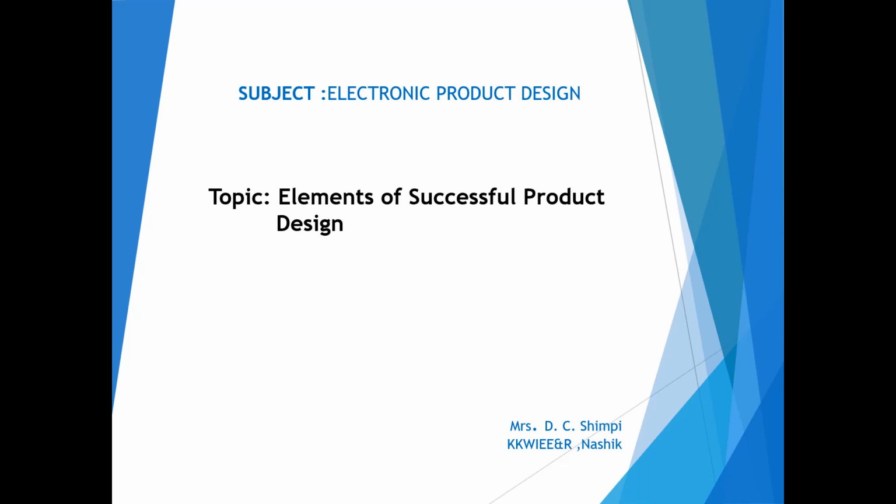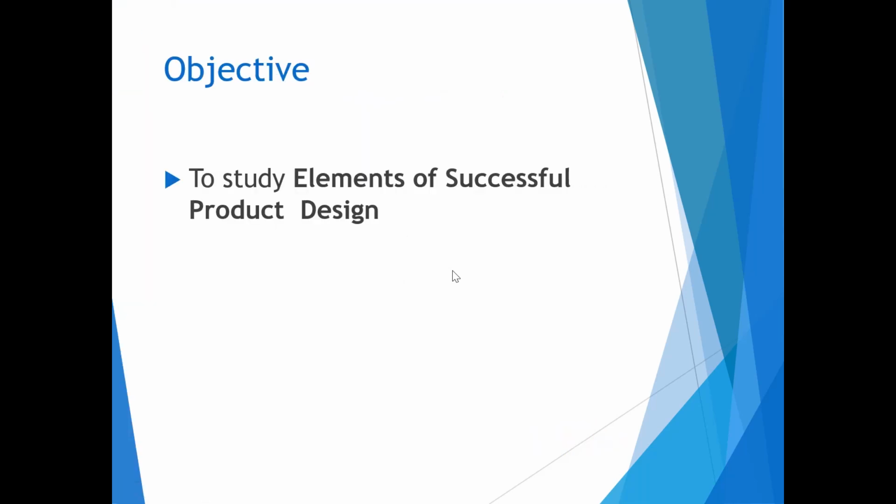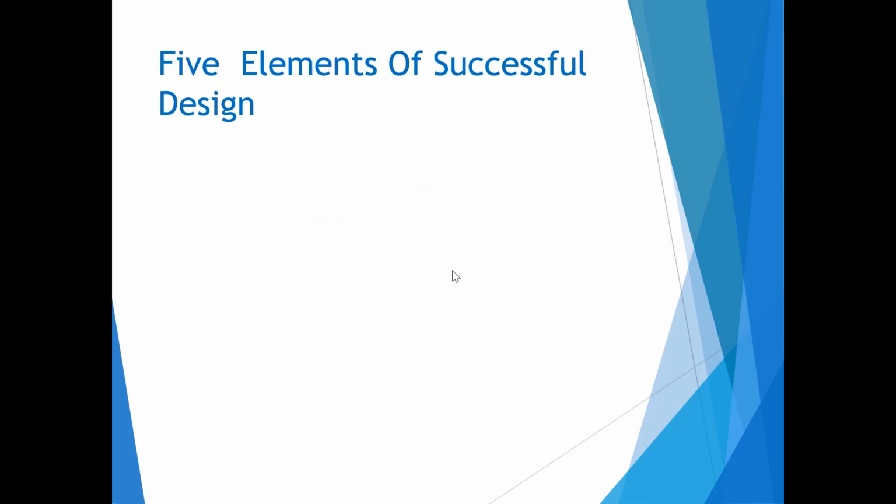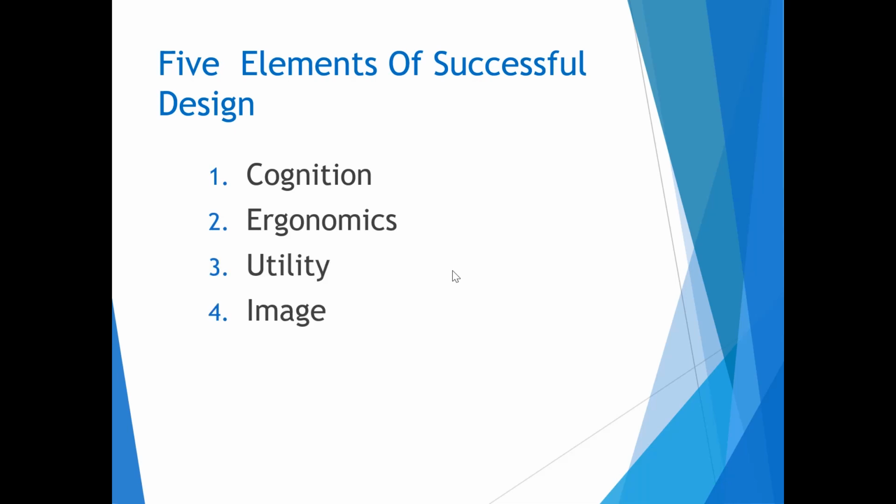Hello friends, today's topic of discussion is elements of successful product design. The objective of today's lecture is to study elements of successful product design. So we are going to see 5 elements of successful design. The first is cognition, second is ergonomics, third is utility, fourth is image and fifth is ownership.